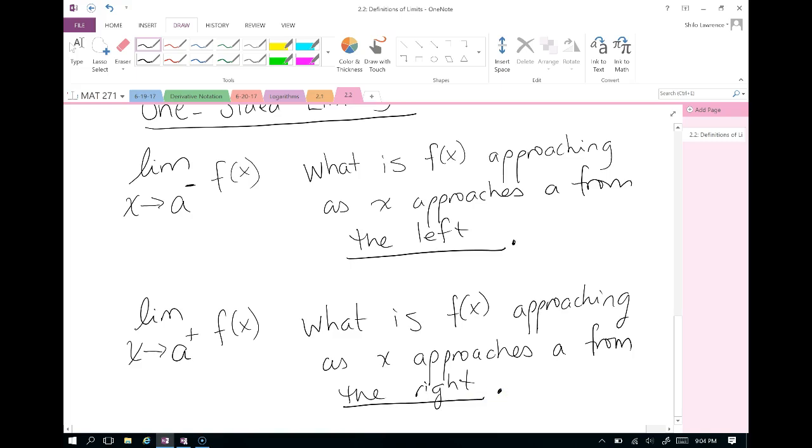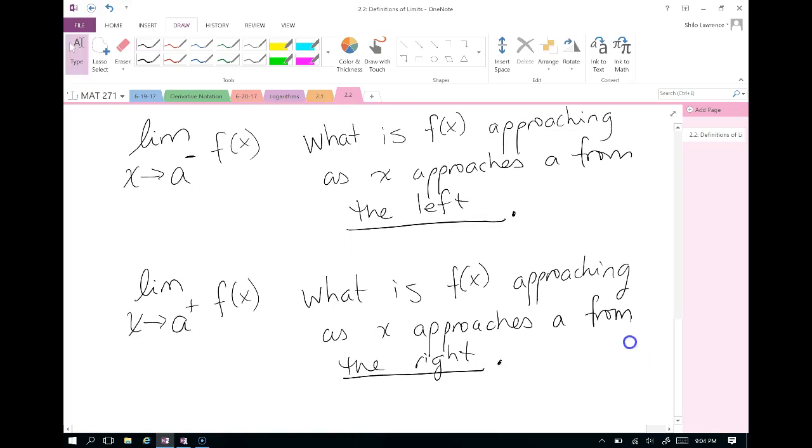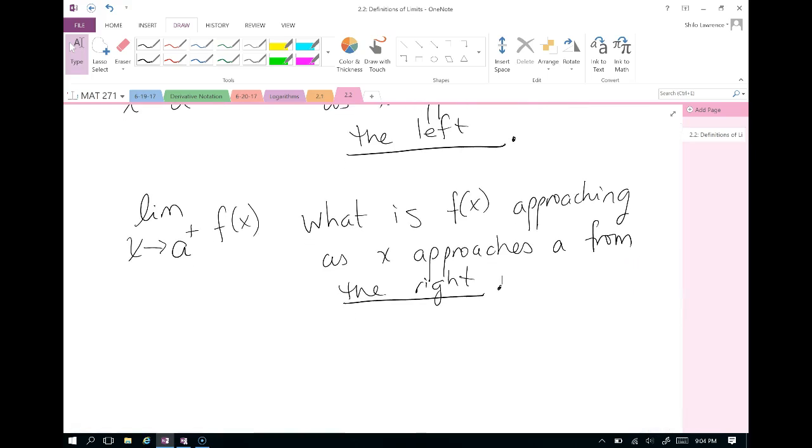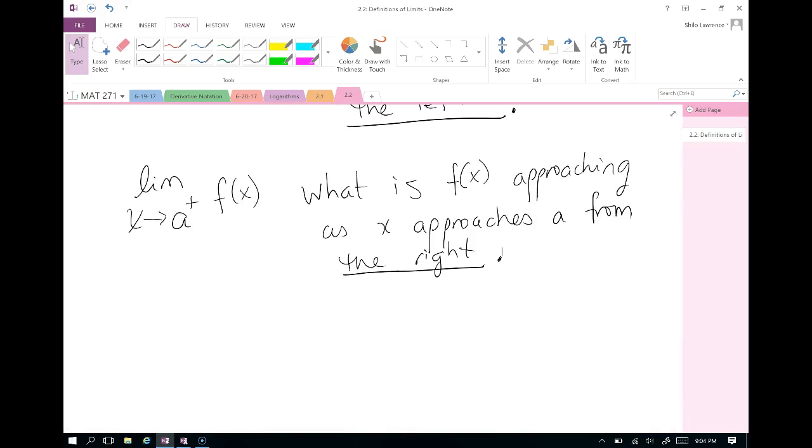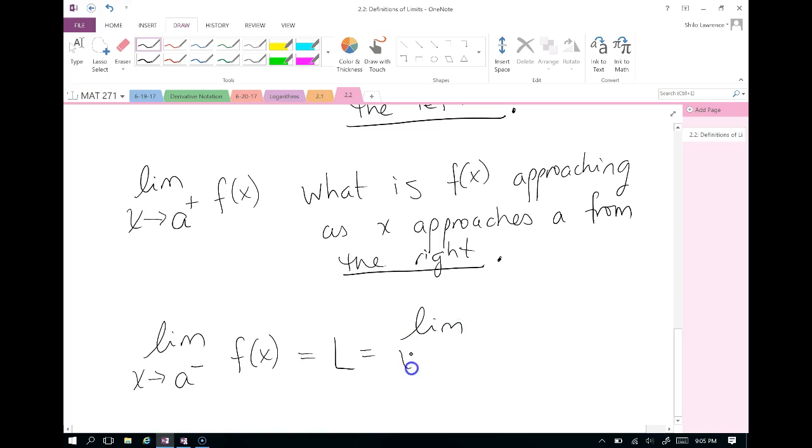If you don't see the plus or minus, then both sides have to agree. They have to be approaching the same number. So when these two limits match up, so when the limit as x approaches a from the left is equal to the limit as x approaches a from the right, so both of those end up equaling the same exact number.